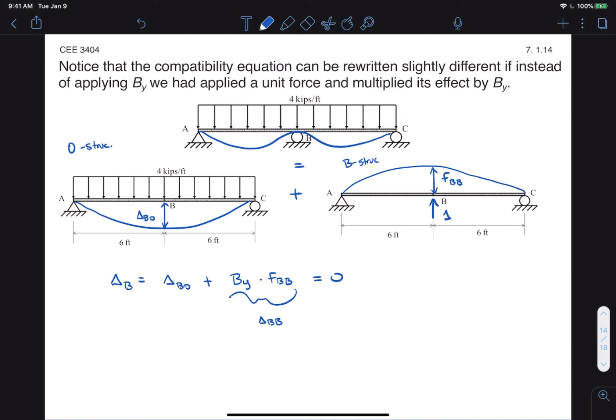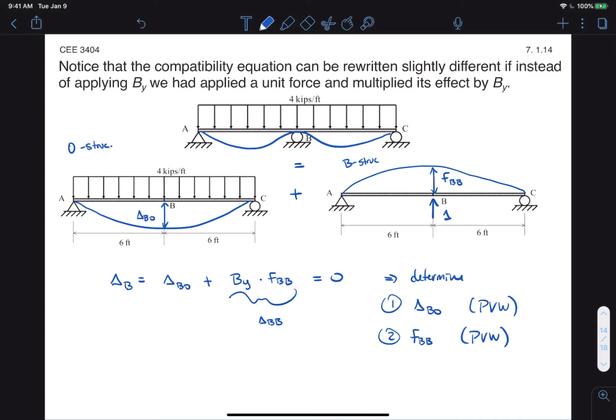So we need to determine first delta B0, sorry. That we will do using principle of virtual work. Should be obvious that that is a determinate structure which we can apply principle of virtual work to. Then we need to determine FBB, which we can also do using principle of virtual work. Keep in mind that in this case, the B structure is not your virtual system, right? It will have a virtual system of its own, right? So it's important not to get that confused, even though we're using a unit force here. It's not a virtual system.